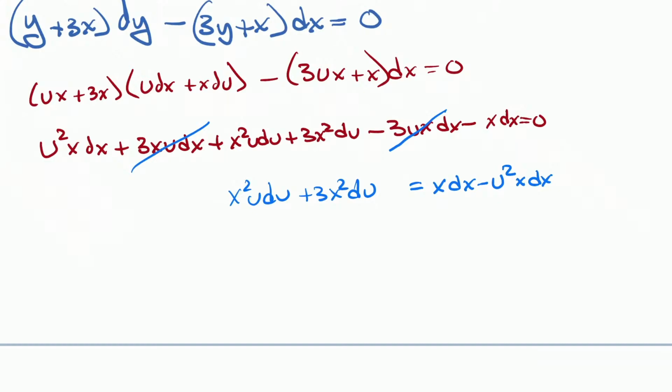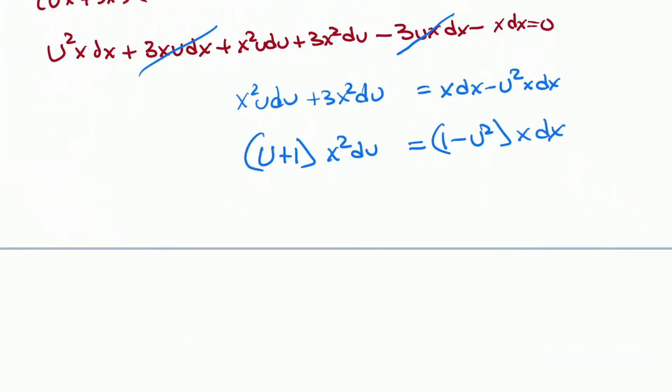We'll get to a place where we can just have you guys. It's just algebra's boring, isn't it? Just tedious. Okay, so let me do a little bit more algebra, and then we can have fun. So I've got u plus 1 times x squared du, and then this is going to be 1 minus u squared times x dx.